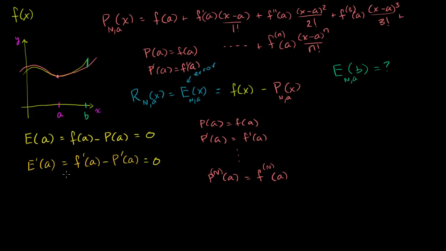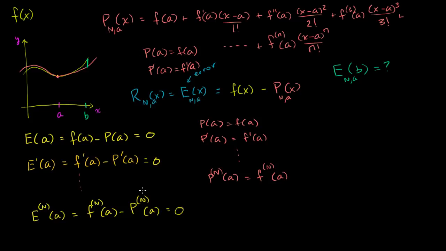So what that tells us is that we could keep doing this with the error function all the way to the nth derivative. The nth derivative of the error function evaluated at a is going to be equal to, well, that's just going to be the nth derivative of f evaluated at a minus the nth derivative of our polynomial evaluated at a. And we already said that these are going to be equal to each other up to the nth derivative when we evaluate them at a. So these are all going to be equal to 0.